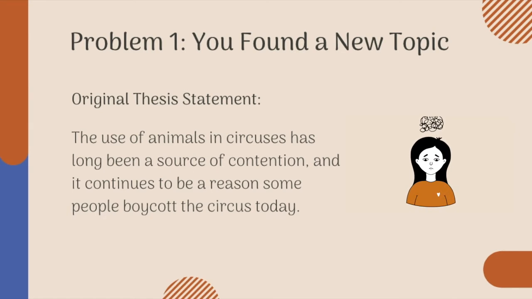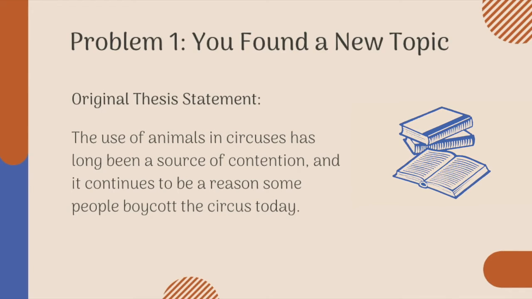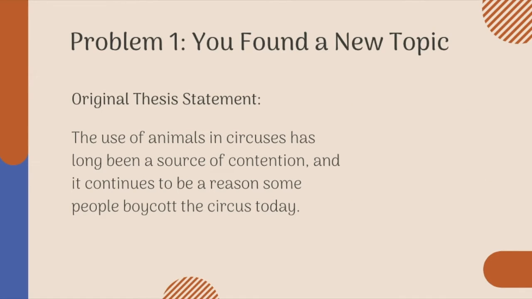At this point, you have two options. You could do new research and rewrite the entire paper to fit the original thesis statement, focusing more fully on the history of boycotts of circuses and modern day boycotts. Or, and this is probably the better option, we could simply revise our thesis statement to fit the paper we actually ended up writing.